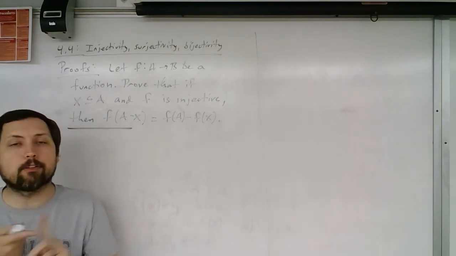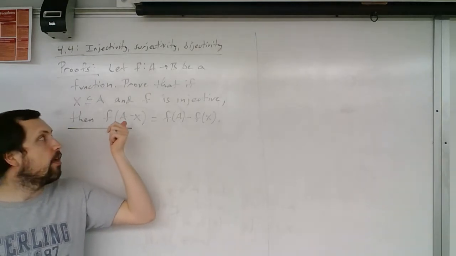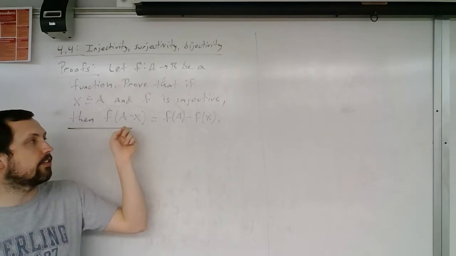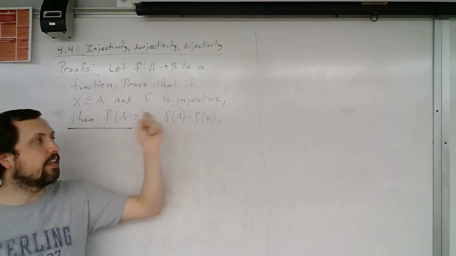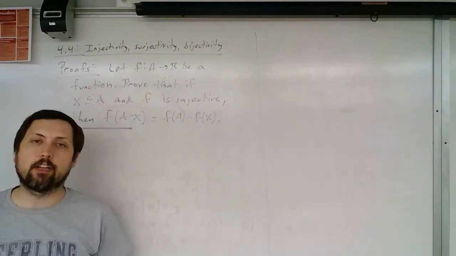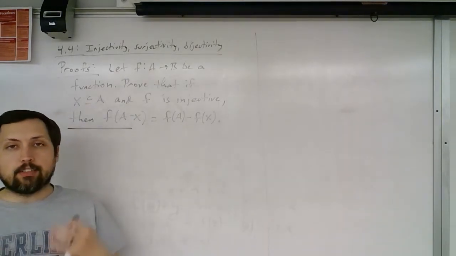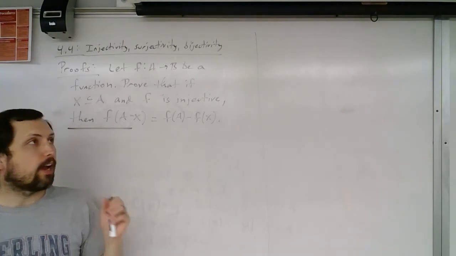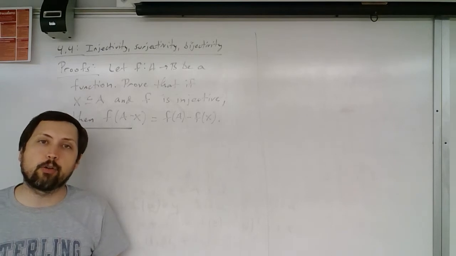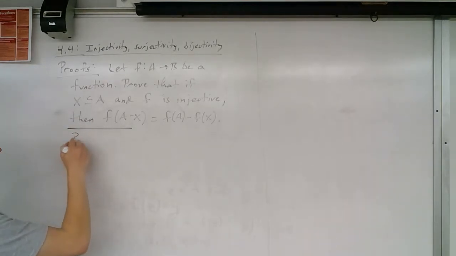So remember a few things. First off, these are the images. This f of A minus X is the image of the set A minus X. And f of A minus f of X: these are both sets, and we are now taking the difference of these two sets. When we look at these set proofs, we're trying to show the equality of two sets, and to do that, we have to show that they are subsets of one another. So we're going to prove that these are subsets of one another.